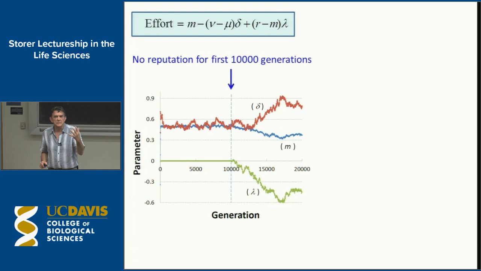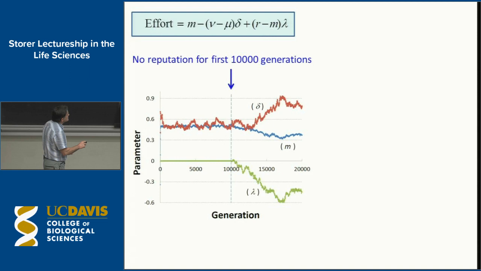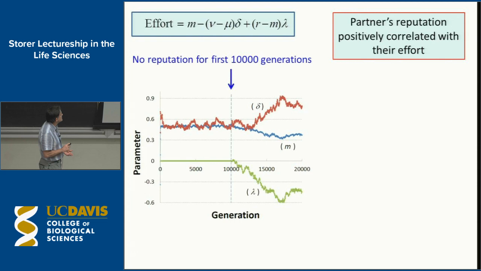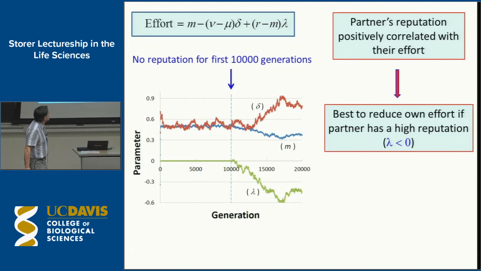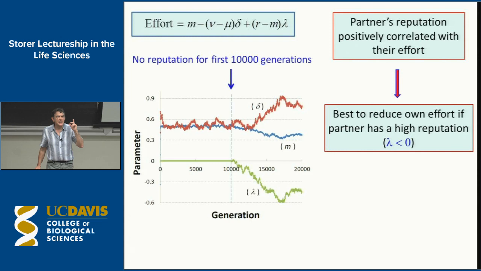How do they do so? Well, the first thing that happens is that lambda evolves to be negative. Why is that? Well, partner's reputation is positively correlated with their effort, and since these are best responses, the more effort my partner puts in, the less effort I should put in, because I've got these accelerating diminishing returns on the benefit. It means that it's best to reduce my own effort if my partner has a high reputation. This means lambda evolves to be negative.